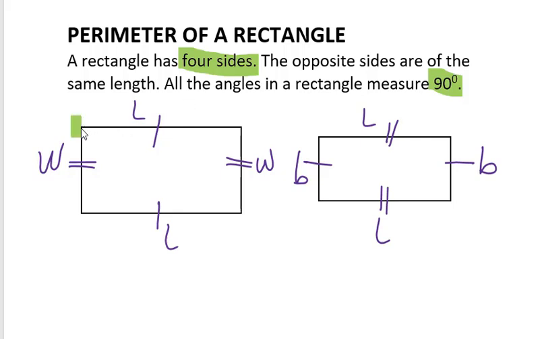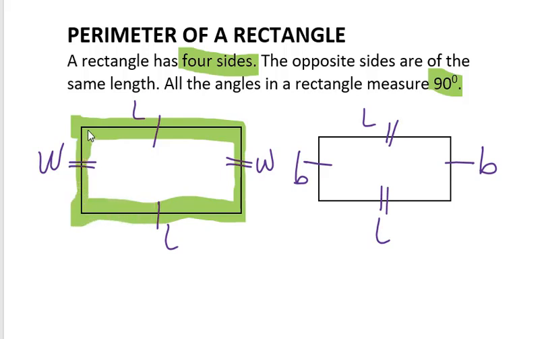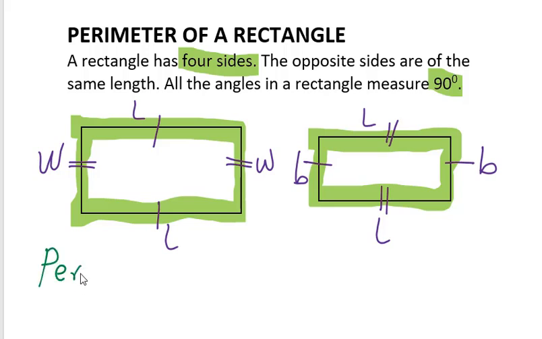And according to the definition, perimeter is the distance round a two-dimensional shape. So you look at this two-dimensional shape, the distance around it is the perimeter. Now how can that help us to derive the formula for the perimeter of a rectangle? Let's see.